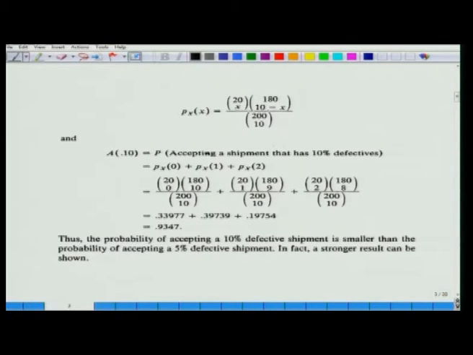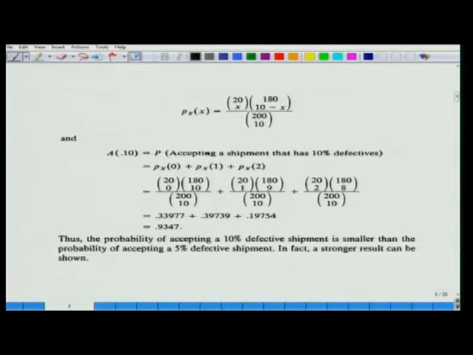So, this is less than the probability that we attained when the shipment had 5% defective. Thus, the probability of accepting a 10% defective shipment is smaller than the probability of accepting a 5% defective shipment. Of course, obviously, the fewer the defective, the more the chance of accepting the shipment, because the probability of getting at most 2 defective in a sample of size 10 will be smaller when 10% are defective than when 5% are defective. Therefore, you can experiment with other values of the number of defective items in the whole lot, and then you can compute the probabilities accordingly.